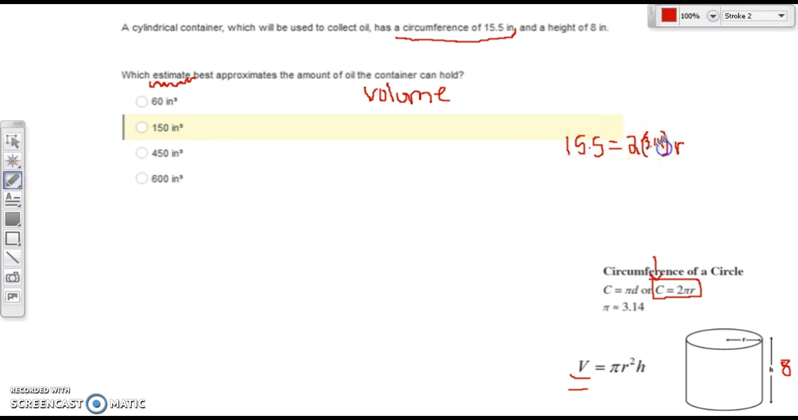Because either way, we're going to end up rounding our answer to get the best estimate. All right, so I'm going to try to solve this for the radius. 2 times 3.14 is 6.28. And if I want to get the radius by itself, I need to divide each side by 6.28. So I get that the radius is approximately, and it's a long decimal, 2.468. So I'm going to call it 2.47.